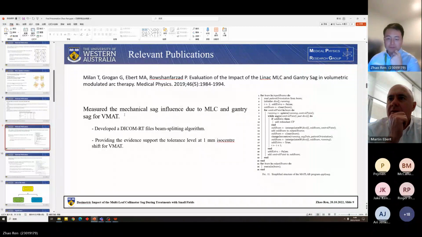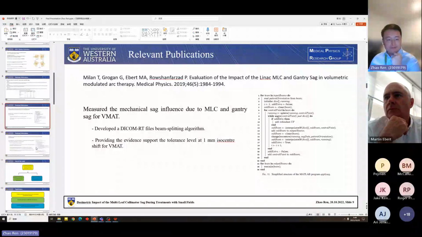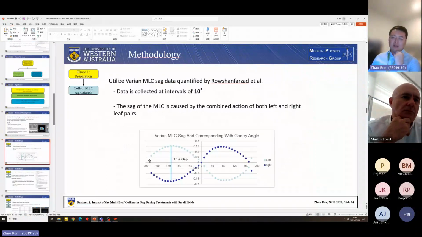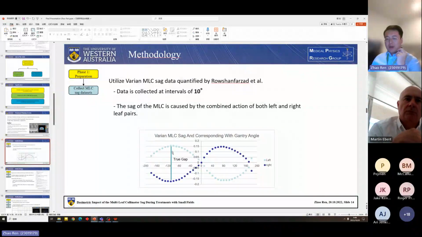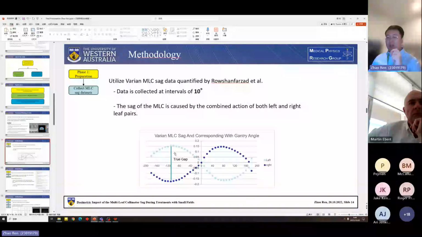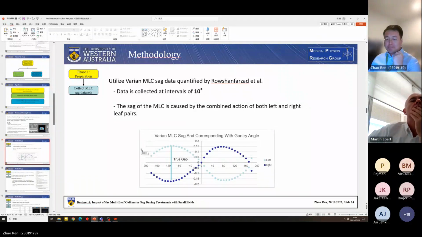Yes, it's smaller. It's just because the MLC sag is very small and limited. As you can see, the varying MLC sag curve is shown in the picture. The biggest gap between the left and right sag is only 0.3 millimeters, and when we consider one side, it is not larger than 0.15 millimeters. So it's definitely very small. Yeah. Fair enough.